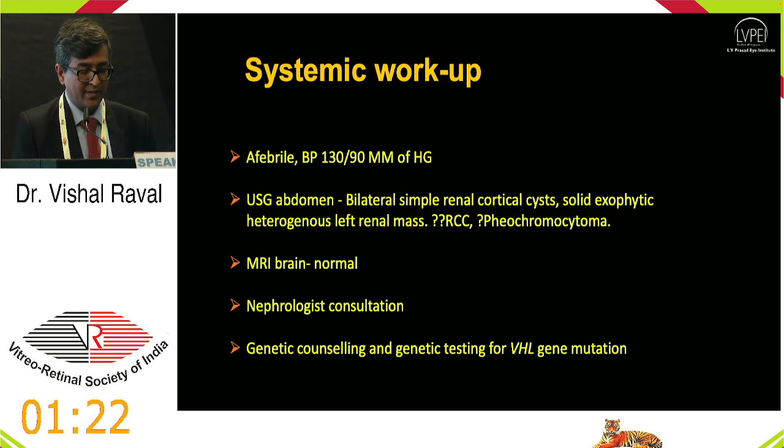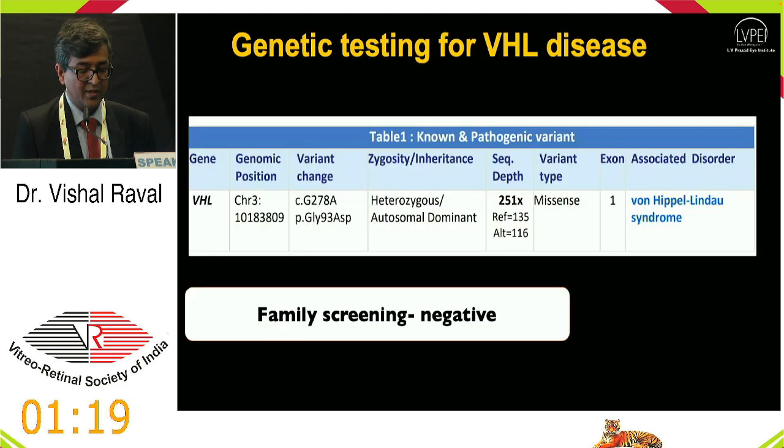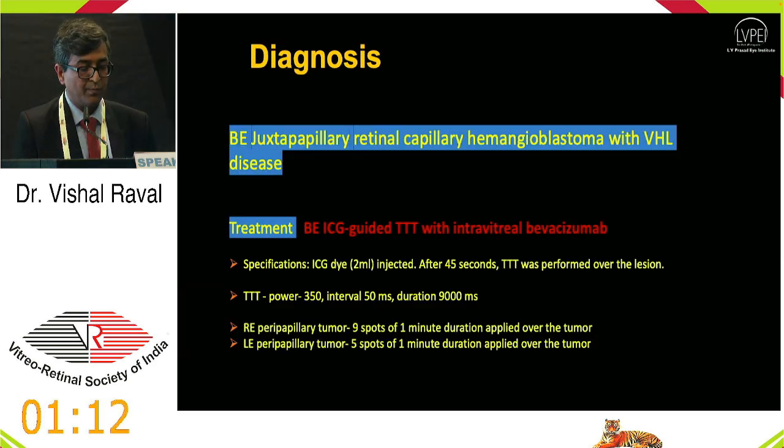Genetic counseling was undertaken and genetic testing for VHL gene mutation was performed, which was positive and showed a dominant missense mutation in exon 1 of the VHL gene, thereby confirming a diagnosis of bilateral juxtapapillary retinal capillary hemangioblastoma with underlying VHL disease. Due to unavailability of photodynamic treatment at present, the only option we had was transpupillary thermotherapy. However, the lesion was very close to the optic disc, and to prevent collateral damage, I thought of using ICG guided transpupillary thermotherapy with intravitreal bevacizumab. And these are the specifications for the laser I used.